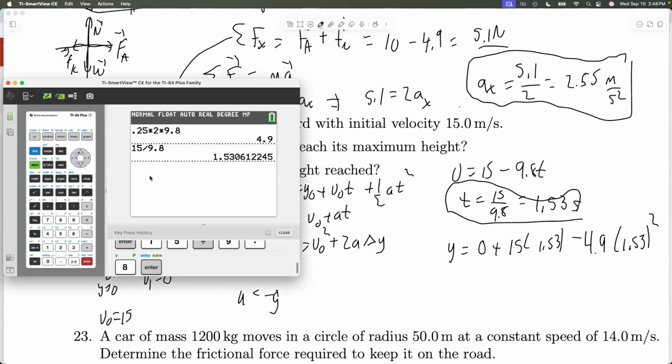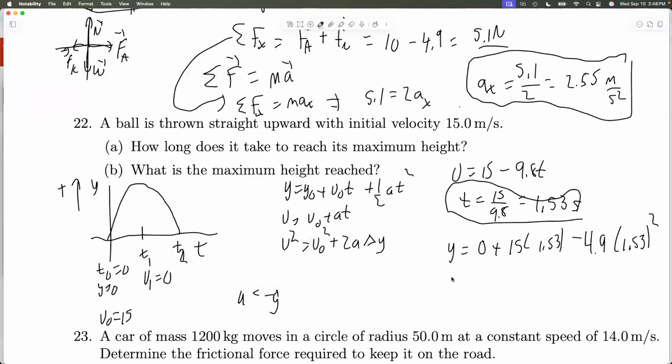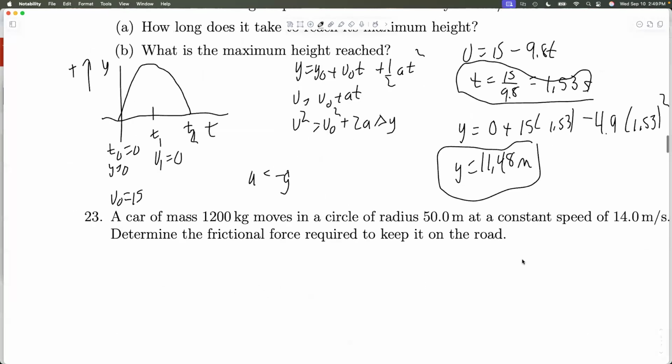All right. So 15. By the way, you can do this: times second answer minus 4.9 times second answer squared, 11.5-ish. So we'll call it 11.48. Don't forget units. Meters. Okay, next problem.